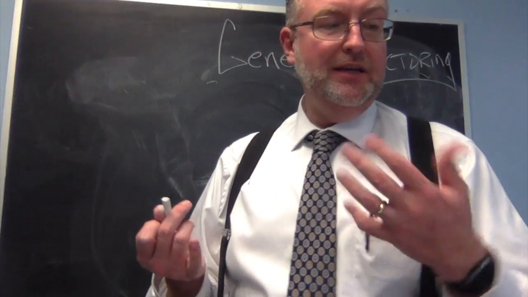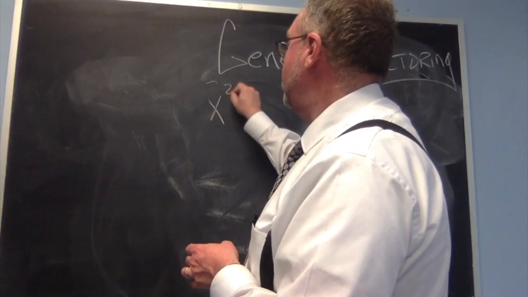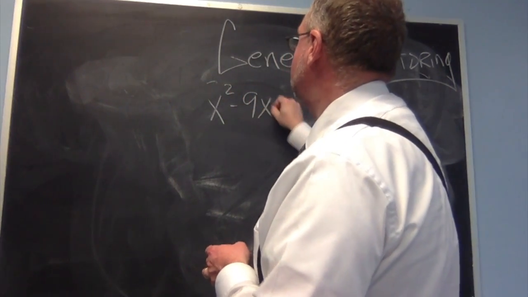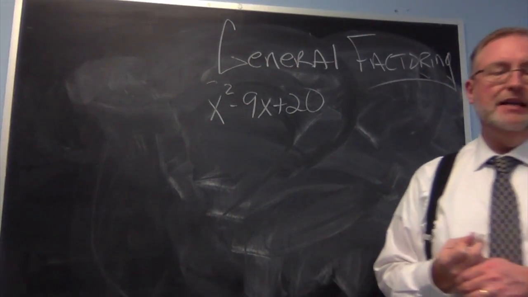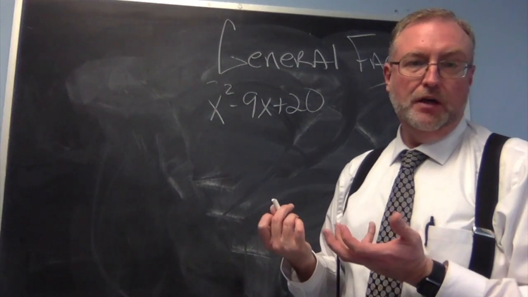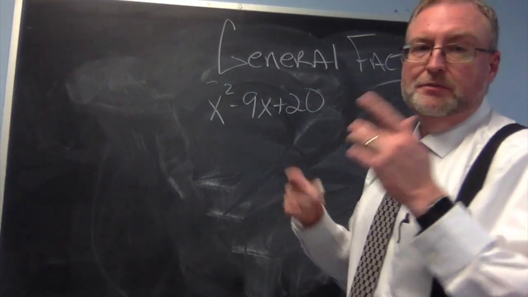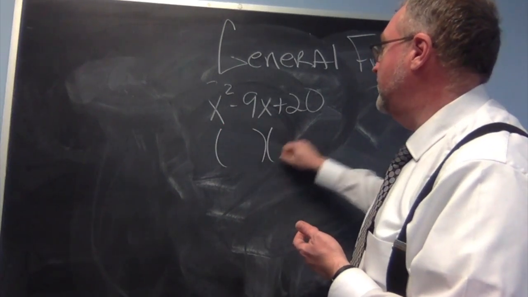All right, so look at number 1. It says x squared minus 9x plus 20. So again, we look, is there something I can factor out of all of them? No. There's not 4 terms, so I'm not going to be grouping in groups of 2. So I'm going to do some backwards FOIL here.